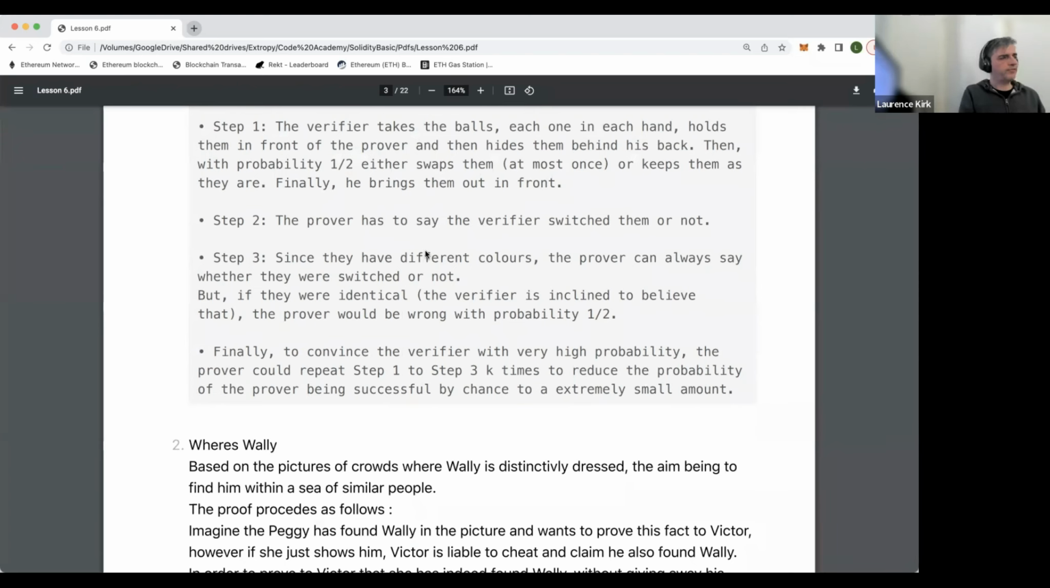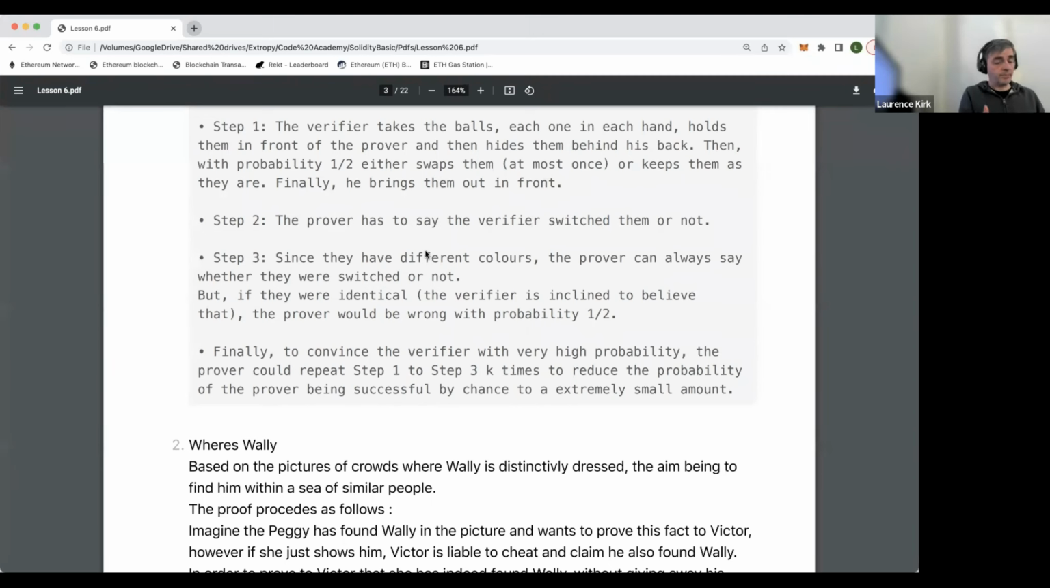And so the verifier could just keep repeating this process, and each time they repeat the process, the chance of the prover being able to guess correctly that they've been swapped goes down to the point where it will be insignificantly small. So after going through this maybe 10 or 20 times, the verifier would likely be convinced that the prover does indeed know that there is a difference between these two balls and can distinguish between these two balls.